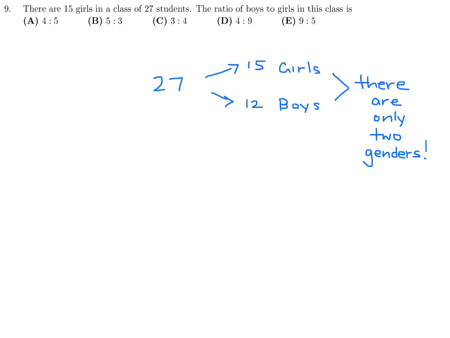So, since there's 15 girls and 12 boys, the ratio of boys to girls is 12 over 15. And if you divide top and bottom by 3, you will get 4 over 5. So the ratio is 4 to 5, and number 9, the answer is A.